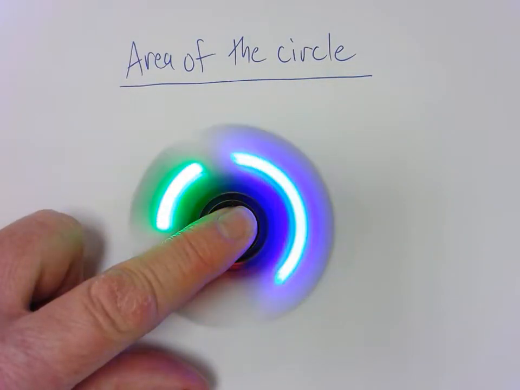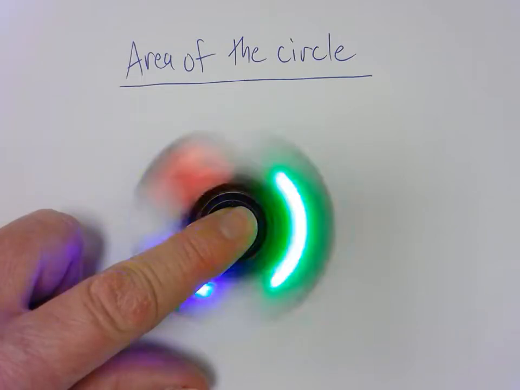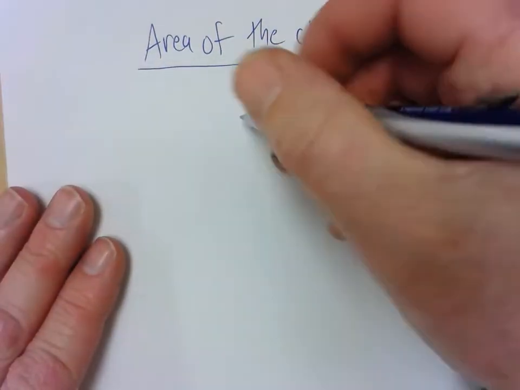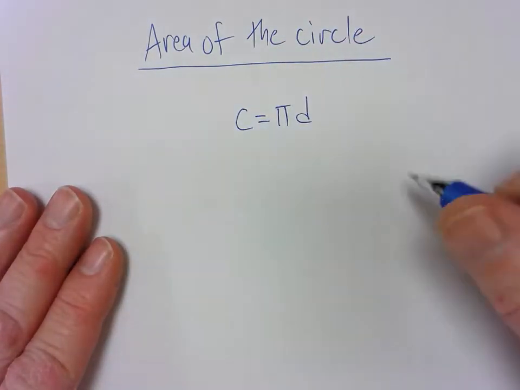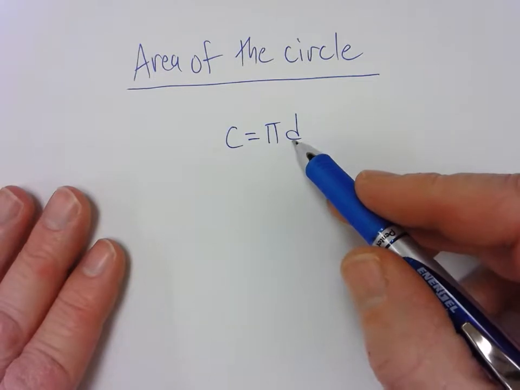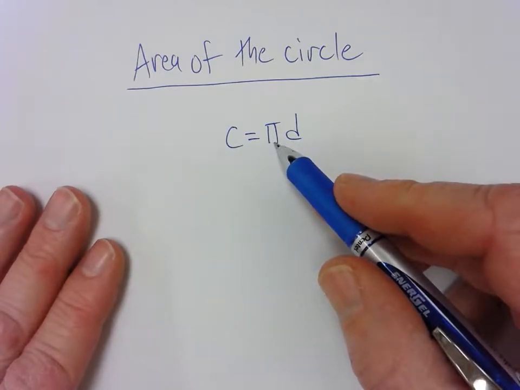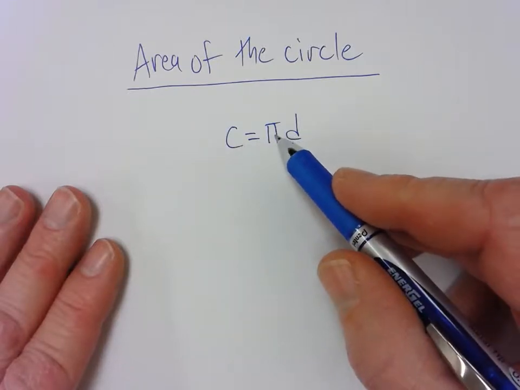Hey, in this video we're going to learn about the area of a circle, where the formula for the area of the circle comes from. In the last video we learned that circumference is equal to pi times the diameter. The diameter fits into the circumference 3.14, etc. number of times. So the ratio of these two variables creates the constant pi.